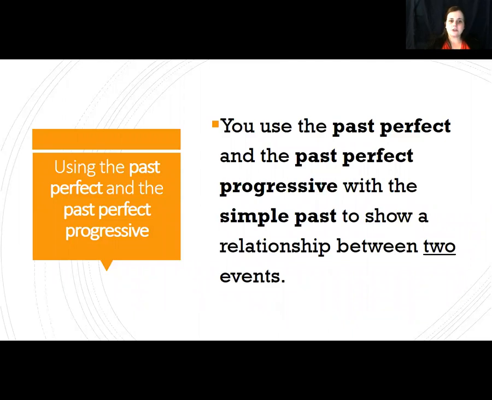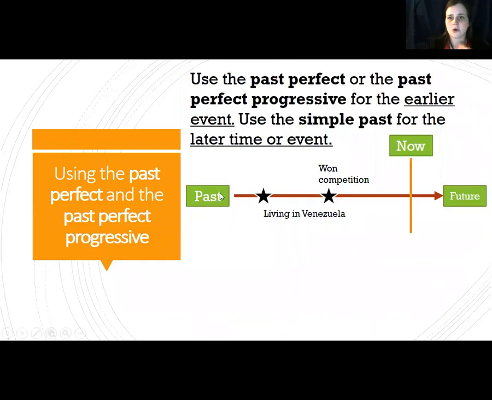All right, so using the past perfect and past perfect progressive. You can use these with the simple past to show a relationship between two events. You've got two events, and you can use the past perfect and past perfect progressive with the simple past to show how those two events are connected. Here is an example. Again, our beautiful chart here has one competition. This is living in Venezuela.